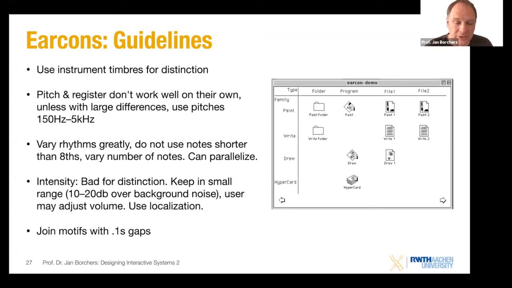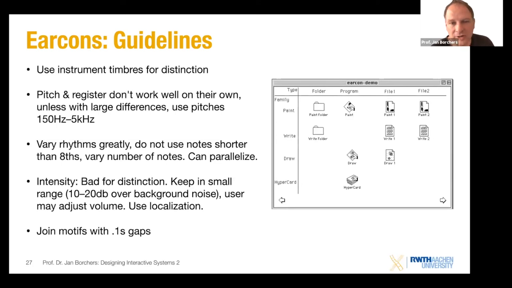Whereas, for example, pitch and register, which is basically large pitch differences, register basically jumping by whole octaves, don't really work that well on their own, because small differences a lot of people cannot tell reliably, especially if you don't hear them right next to each other. So people won't be able to remember whether something was three half notes higher than the other thing. Very few people have absolute pitch and can do that. They also limited their pitches to a reasonable frequency range so you wouldn't find them too annoying.